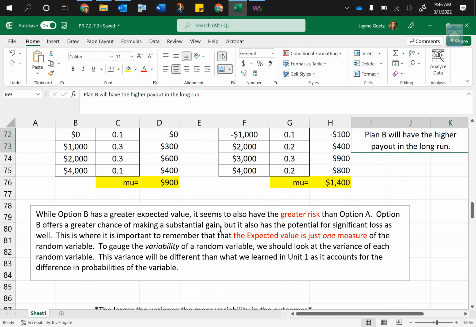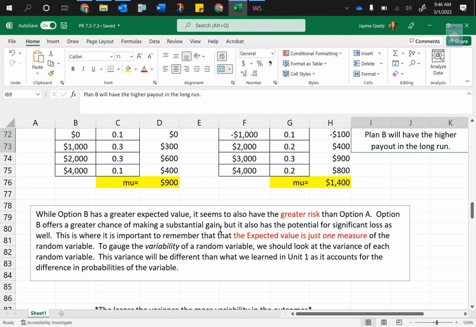Option B offers a greater chance of making a substantial gain, but it also has the potential for significant loss as well. This is where it's important to remember that the expected value is just one measure. It's just one number that people can look at, okay?